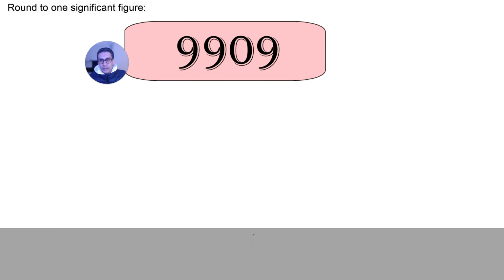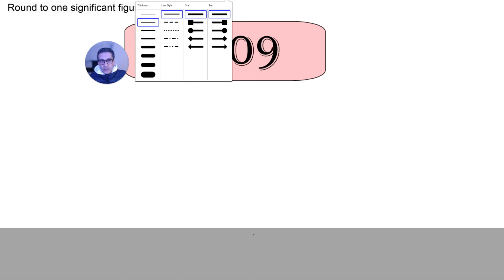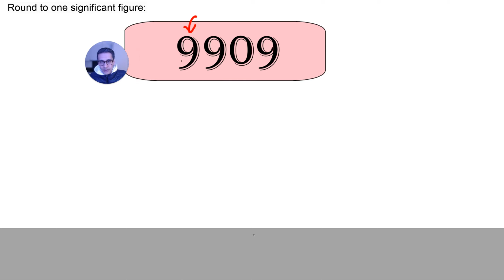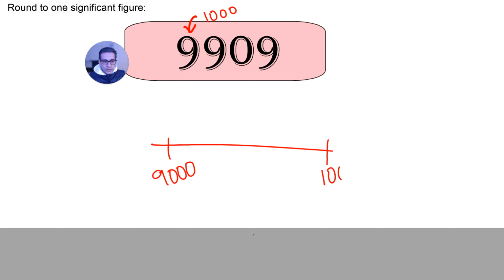Okay, answers in 3, 2, 1. So the first significant figure is that 9 there, the first 9, which is in the thousands column. So rounding to the nearest 1000. So let's figure out what this might look like on a number line. And you may not need a number line at this point, you might just know this. So there's going to be 9,000. And then it's going to be 10,000 because we're going up in thousands.